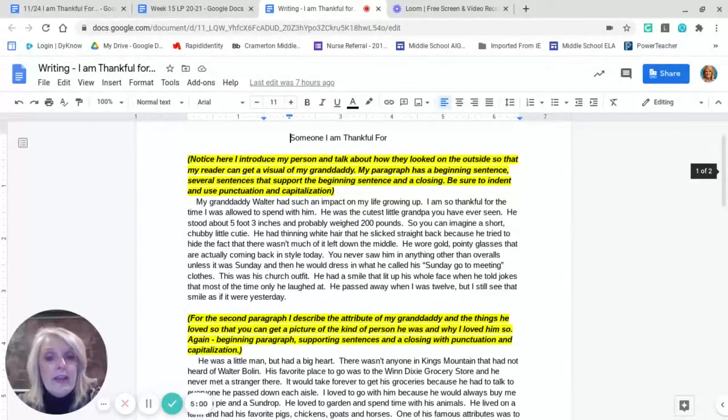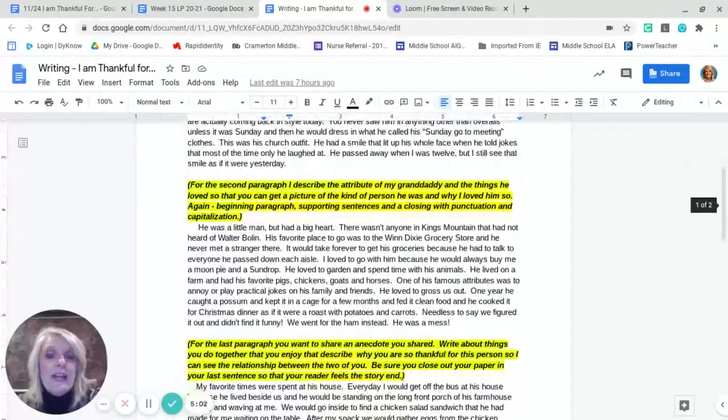Now, for the second paragraph, I'm going to tell you more about the kind of person he was, attributes, the things that he loved, so that you can get a picture of the kind of person he was and why I loved him so. Okay, and again, you want a beginning paragraph, supporting sentences, and a closing. You got to be careful with punctuation and capitalization.